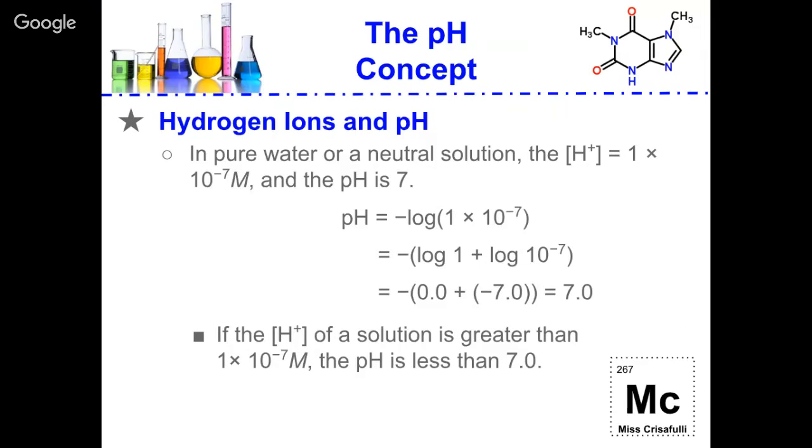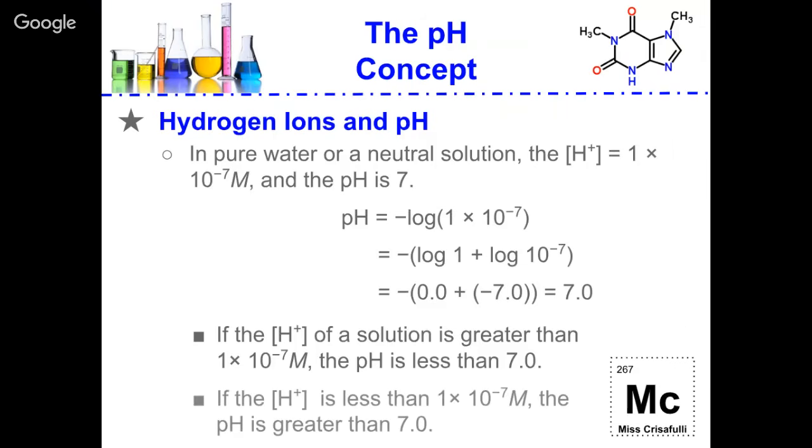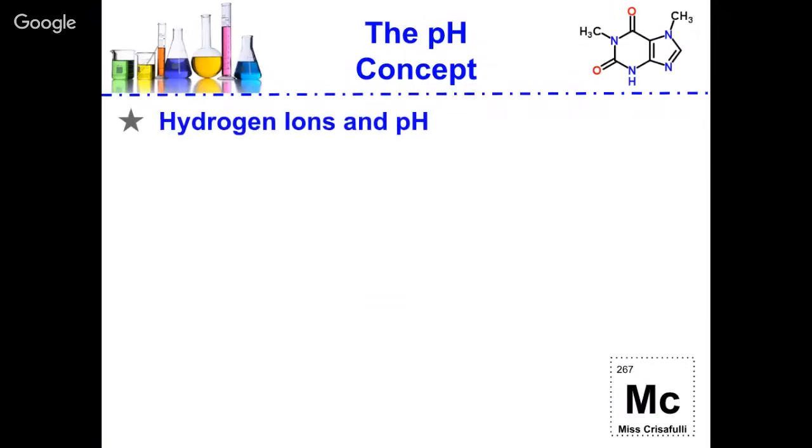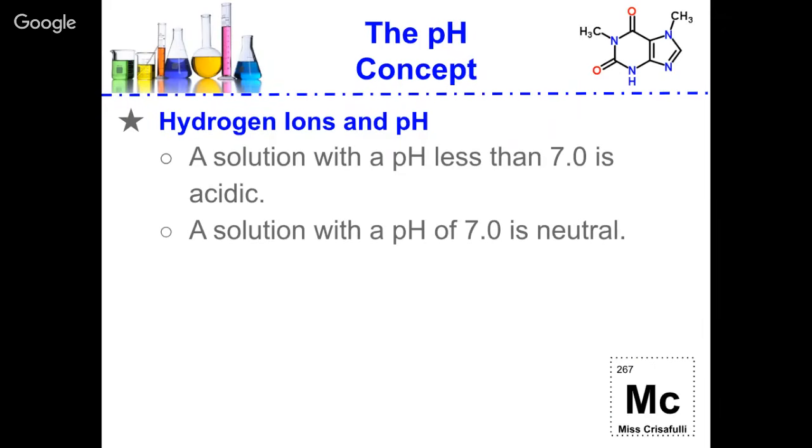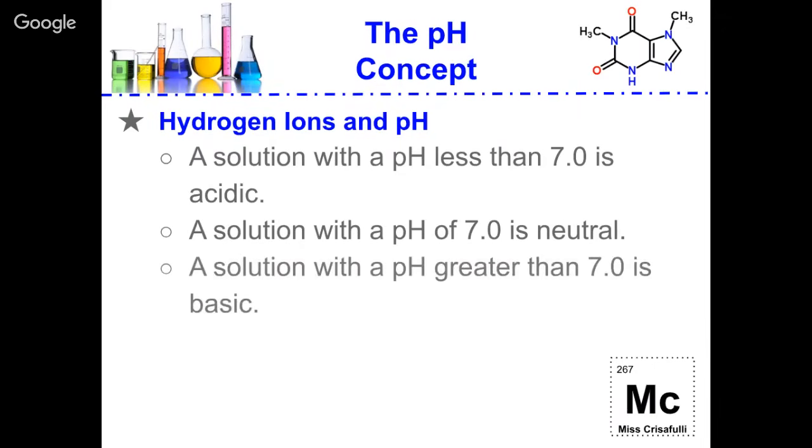If the H plus of a solution is greater than 1.0 times 10 to the minus 7th, the pH is less than 7. If the H plus concentration is less than 1.0 times 10 to the minus 7th, then the pH is going to be greater than 7. So a solution with a pH less than 7 is acidic, a solution with a pH of 7 is neutral, and a solution with a pH greater than 7 is basic.